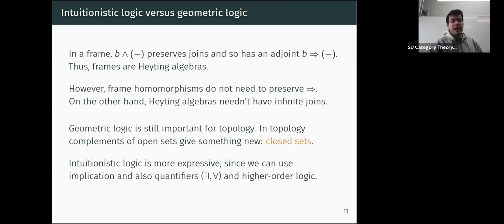And not only can we talk about things like implication, we can also talk about quantifiers, and we can do higher order logic, and we can do pretty much all you can do in normal classical mathematics, we can do in intuitionistic mathematics. But geometric logic is very, very closely aligned to topology. So that's also very important.